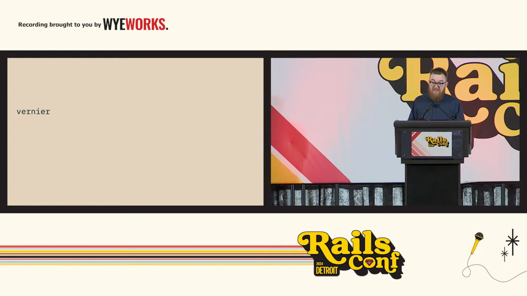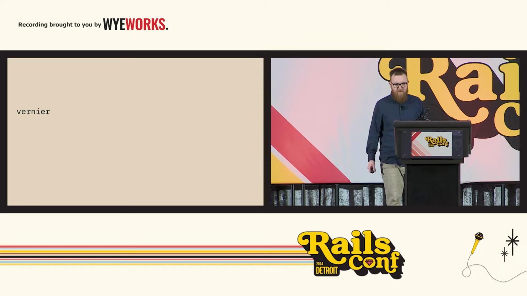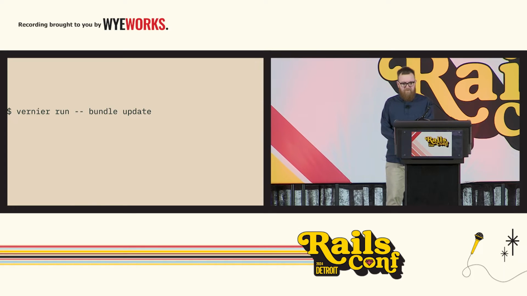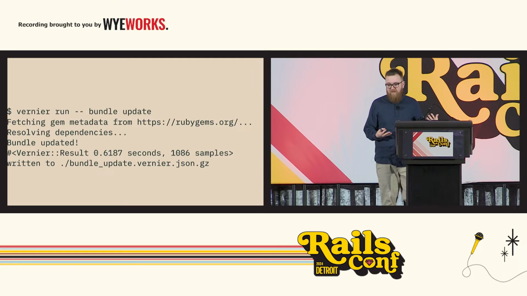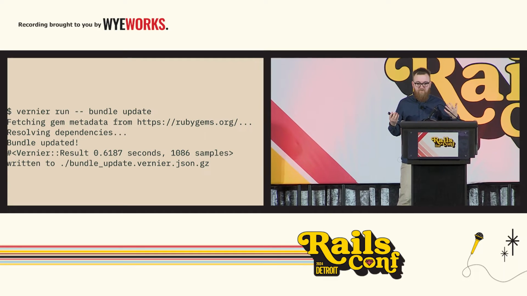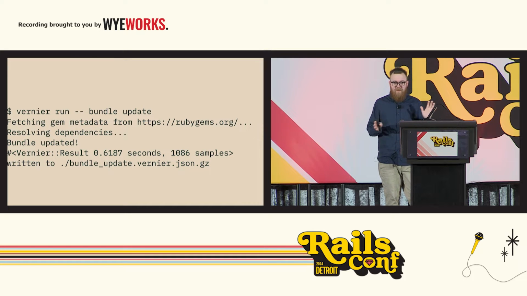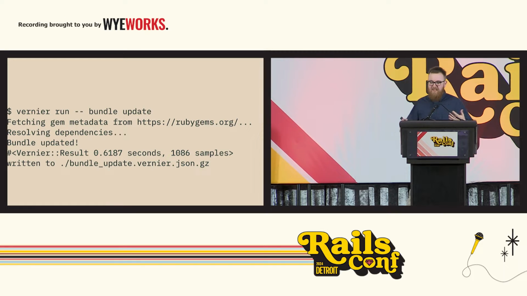So Vernier comes with a CLI to easily measure a command. We're going to measure bundle update with a mostly empty Gemfile. I think I have just rack in here. So we can run that, wait for it to finish, and it will tell us that it recorded a result and where that file went. And this took about 0.6 seconds to run, which is not slow. I just picked this as an example because Bundler is an easy way we can all get non-trivial work done. It's a good test project.